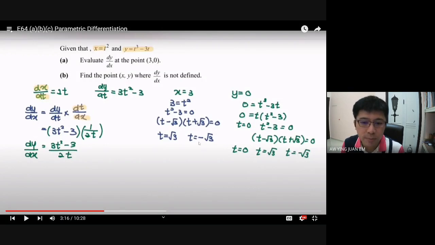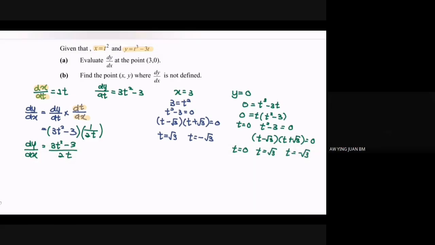Faham? So, soalan nak apa? Evaluate the first derivative atau gradient. So, makna dia ambil nilai t ni, substitute. So, ini adalah soalan A. Tempat yang luar biasa tu. Buat remark ya. Is that we have 2 same value, meaning that the t will be equals to square root of 3 and the t also equals to negative square root of 3, where t equals to 0 is not valid. So now we are going to find the dy dx when t equals to square root of 3.